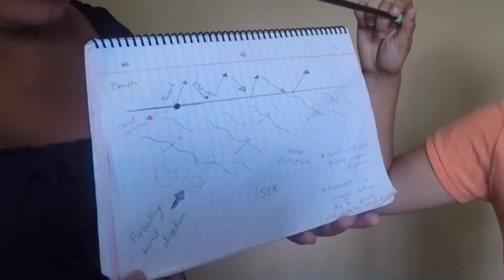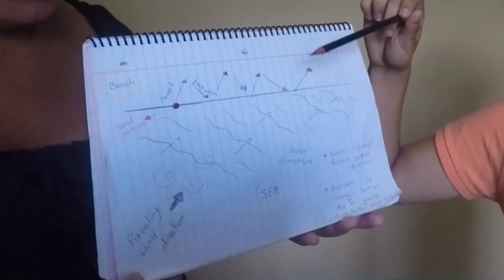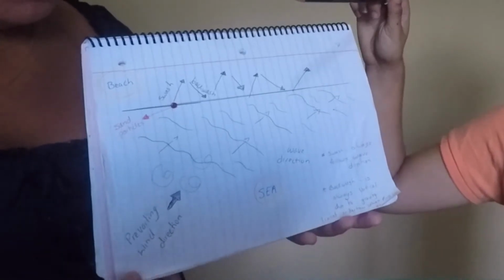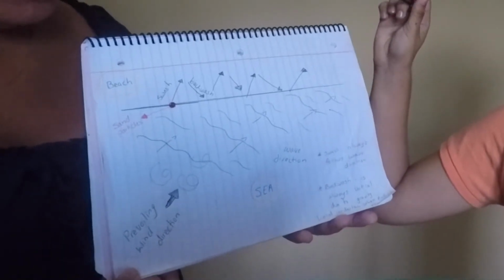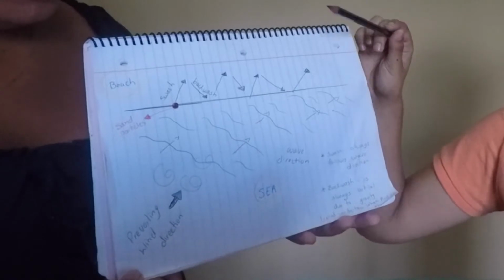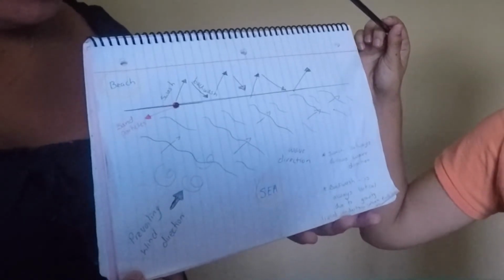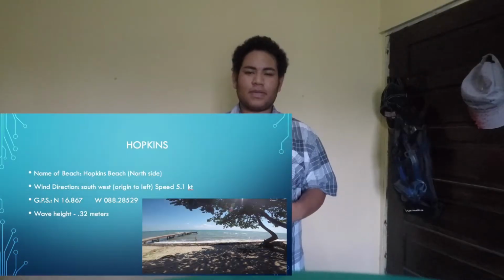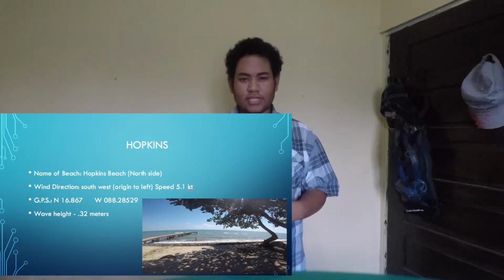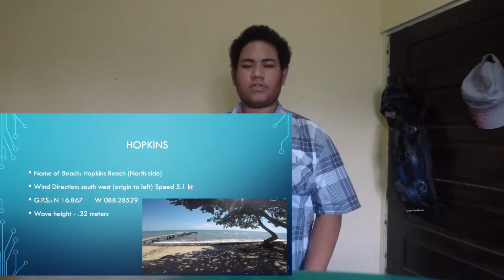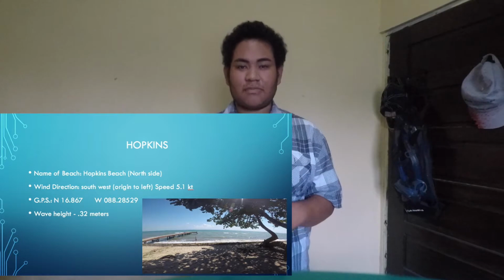The aim of this longshore drift experiment was to measure the transport of sediments along the coastline. The amount of time it takes for the swash and backwash to cause the orange to zigzag to the end of the 30-meter line determined the time for the experiment. For Hopkins Beach, we were at the north side of the village. The wind direction was southwest and it moved at 5.1 knots.